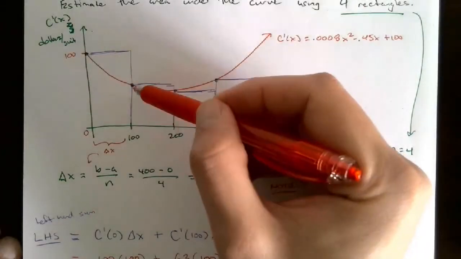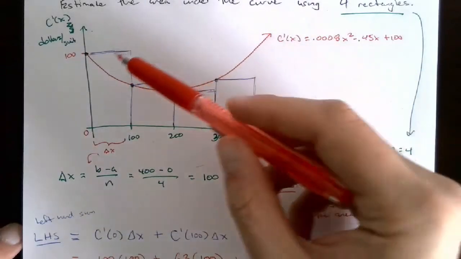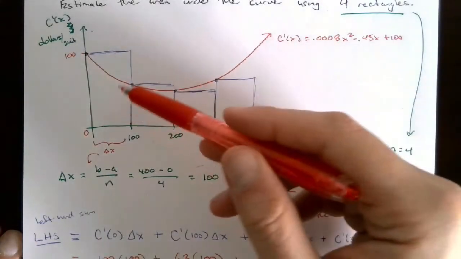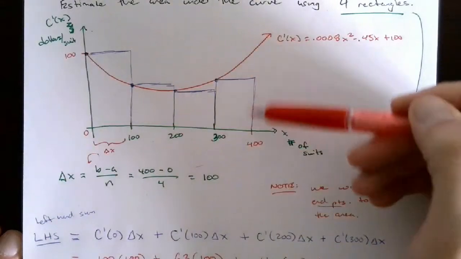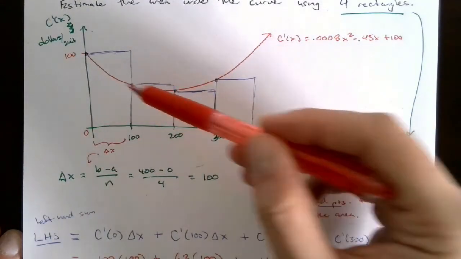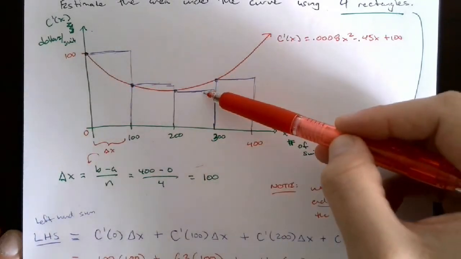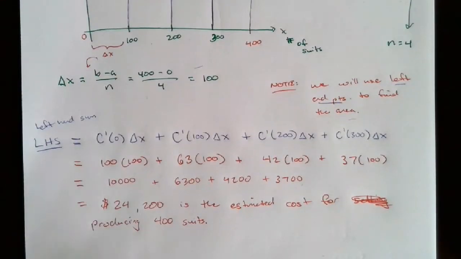Now it's an estimation, and the reason it's an estimation, if you look back up here, is that some of these rectangles go above the curve, some of these rectangles go below the curve. So it's not going to be exactly whatever the antiderivative, whatever C of x would be through the first 400 suits they produced. It's really just going to be an estimation based on these rectangles. This part's going to be an overestimate, this will be an overestimate, this looks like an underestimate, this looks like an underestimate. So it's not going to be exact.